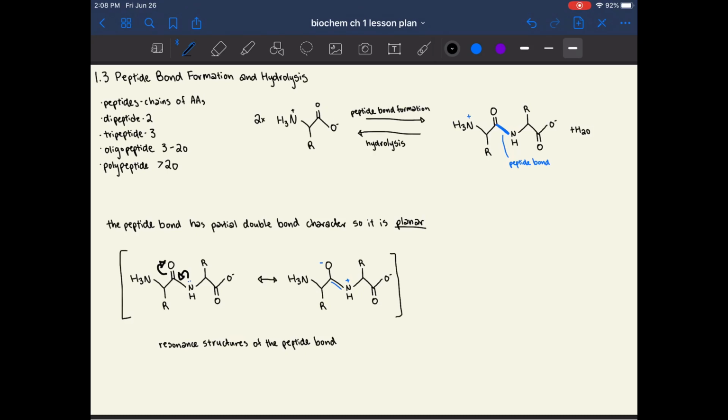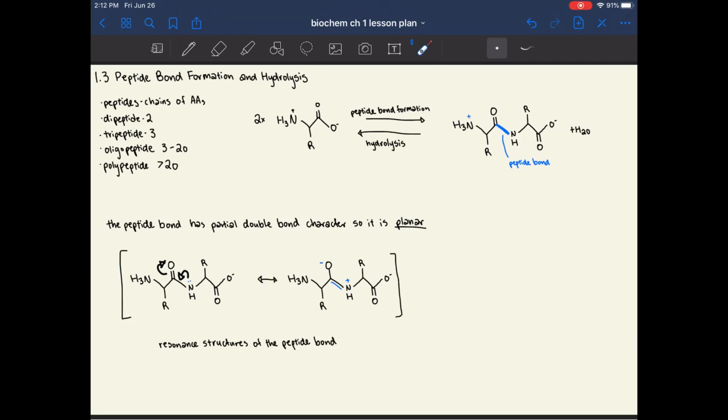Chapter 1.3 is all about the peptide bond. So we'll start with some definitions. A peptide is any chain of amino acids. A dipeptide has 2 amino acids. A tripeptide has 3 amino acids. An oligopeptide has 3 to 20, and a polypeptide has more than 20. One thing that I forgot to mention earlier is that amino acids are also known as residues. They can be called amino acids, residues, or amino acid residues, and all three of these terms mean the exact same thing.